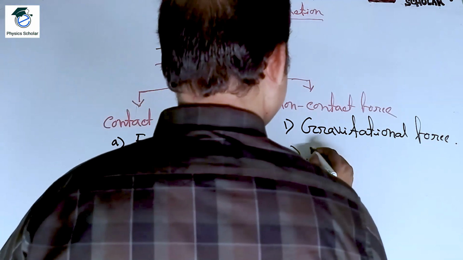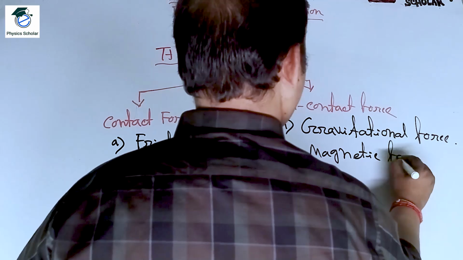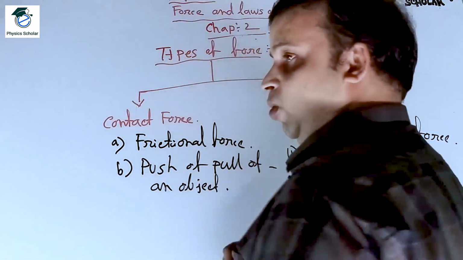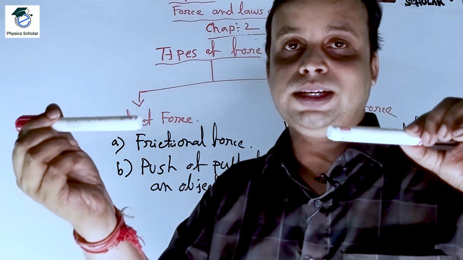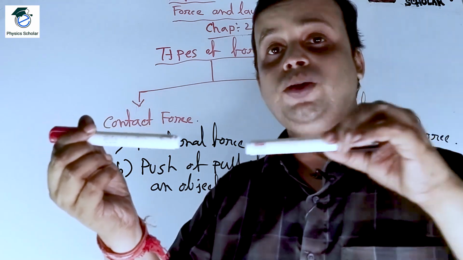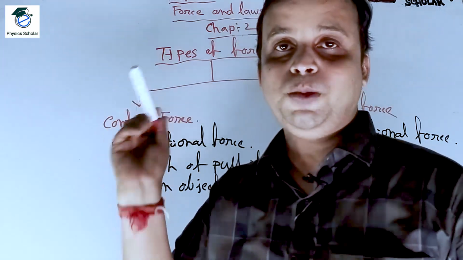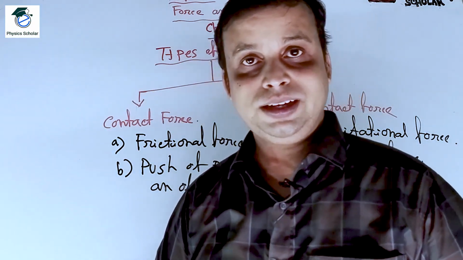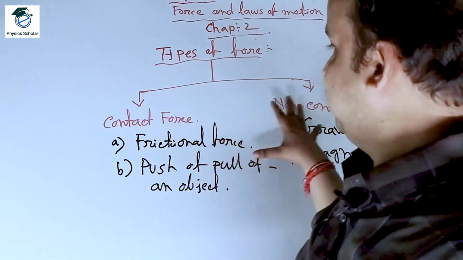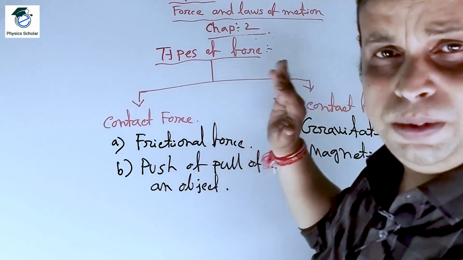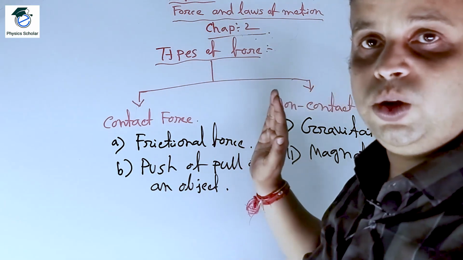Again, magnetic force. Suppose it is a piece of iron and it is kept near the magnet. Then what will happen? The magnet will attract it, without touching. So a force will be applied. So magnetic force is an example of non-contact force. Electromagnetic force is also an example of the non-contact force. So these are the types of force, contact and non-contact. Very easy. I hope you have understood the examples of contact force and non-contact force.